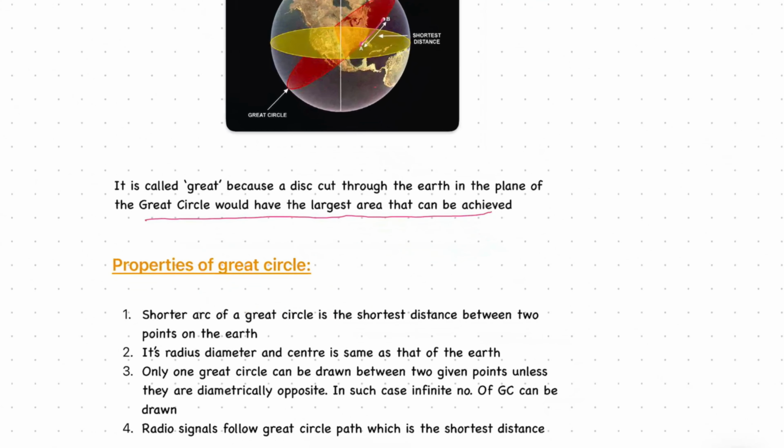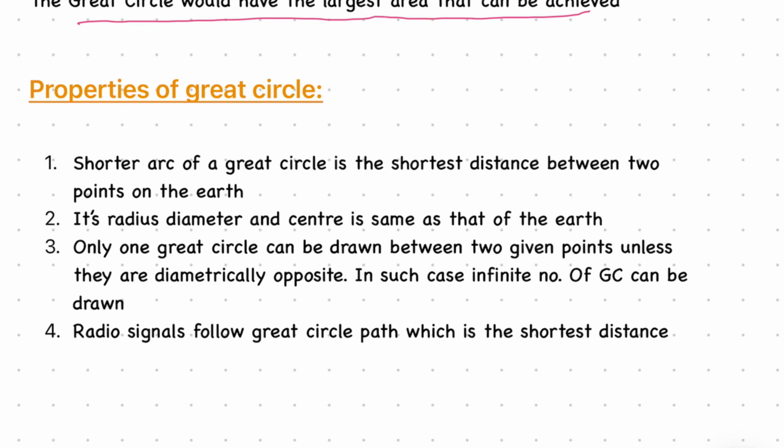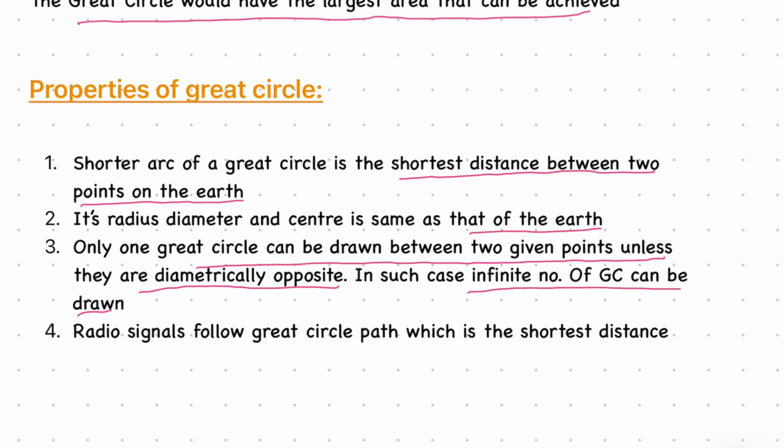Properties of a great circle. Shorter arc of a great circle is the shortest distance between any two points on the earth. Okay, its radius, diameter and center is same as that of the earth. Only one great circle can be drawn between 2 points unless they are diametrically opposite. Okay, in such case infinite number of great circle can be drawn. Radio signal follow great circle path, which is the shortest distance between any 2 points on our earth.